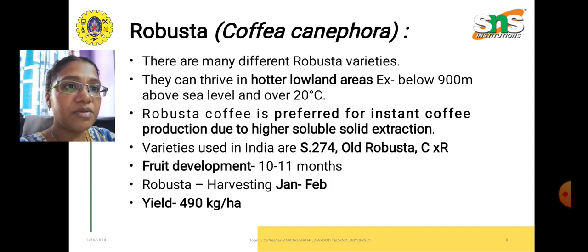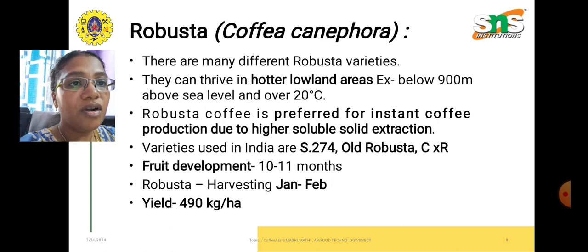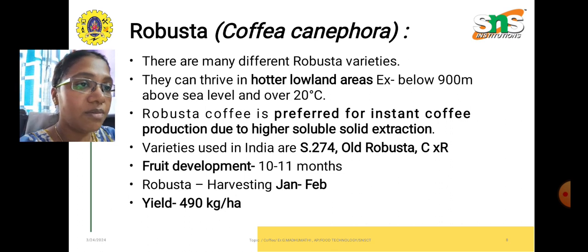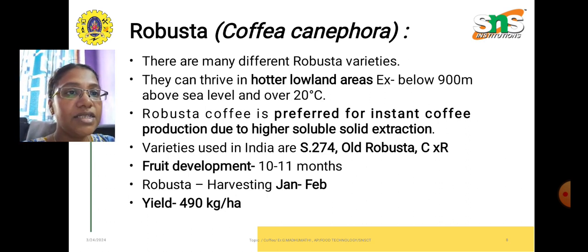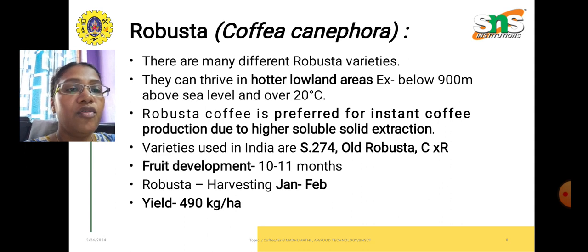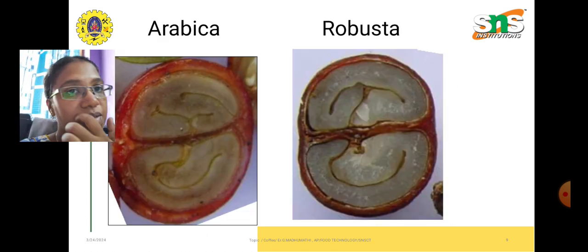Robusta, coffee Canephora. There are many different types of Robusta varieties. They can thrive in hotter lowland areas, below 900 meters above sea level, or even above 20 degrees Celsius. Robusta coffee is preferred for the processing of instant coffee production due to higher soluble solid extraction. Varieties used in India are S274 and Old Robusta. Fruit development takes from 10 to 11 months. The harvesting period is from January to February, and yield will be 490 kg per hectare.